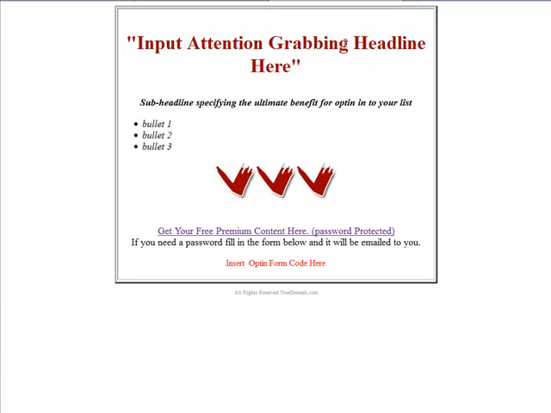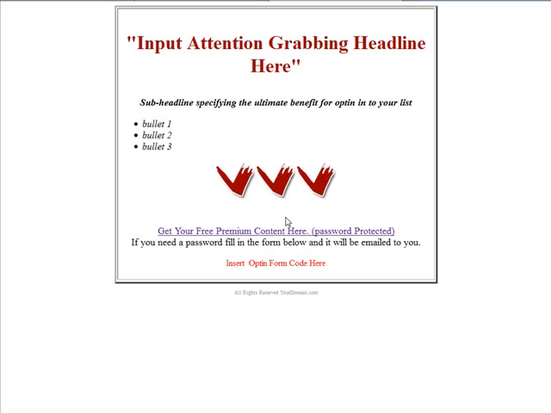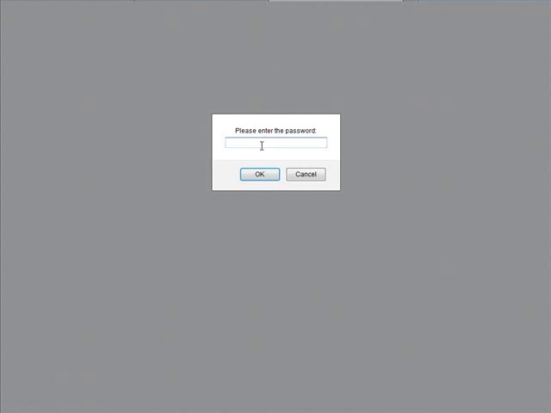Now, you can just use your web editor to edit this page to however you want to use it. And then down here, get your free premium content. When they click on that, this is where they're going to have to enter the password. Now, if they enter the wrong password, it takes them back to the opt-in page. Now, you'll see here, it says if you need a password, fill in the form below and it'll be emailed to you. So this is where you're going to put your autoresponder code and they'll fill that out. And then you can send them straight to the password page if you want from there.